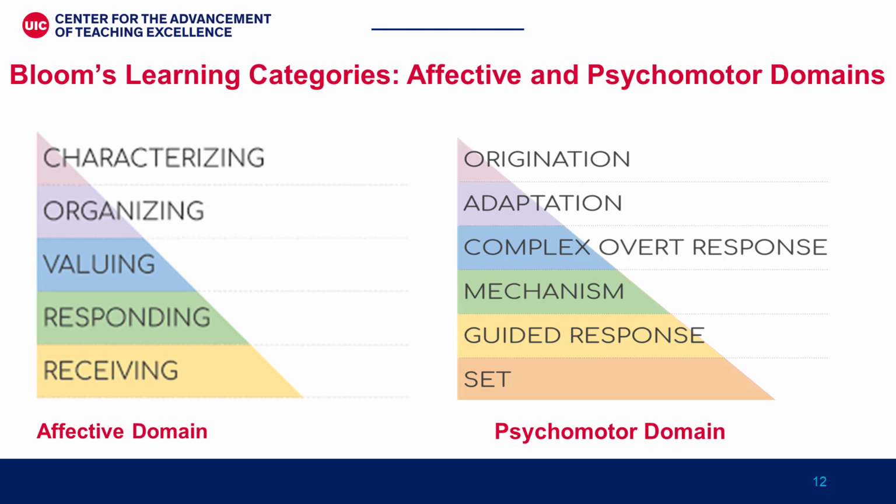We have been speaking of Bloom's taxonomy as it relates specifically to the cognitive domain of learning. However, even while less commonly used, it should be noted that there also exist learning categories for the affective and psychomotor domains as well. The affective domain has 5 categories, which are, moving from the bottom of the pyramid to the top, receiving, responding, valuing, organizing, and characterizing. Looking at the pyramid graphic on the right, the categories for the psychomotor domain, moving from the bottom of the pyramid to the top, are set, guided response, mechanism, complex overt response, adaptation, and origination.